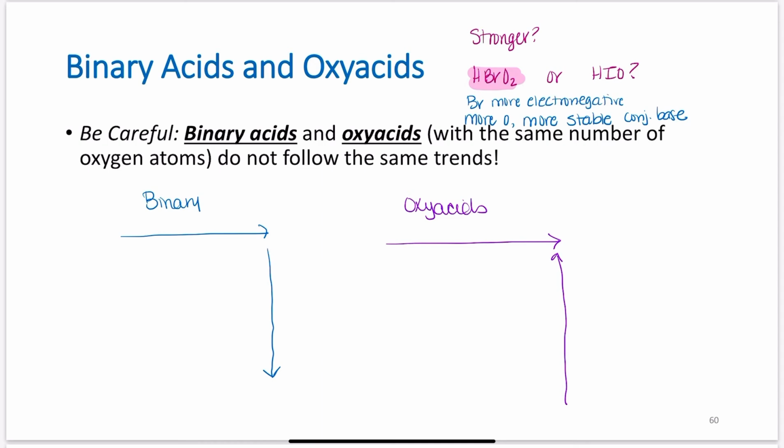Electronegativity, charge delocalization, resonance. But the presence of that oxygen makes it behave a little bit differently. So be careful, and the best thing to do is fully understand why and be able to identify why. But if you're just going based on trends, be careful with your trends.